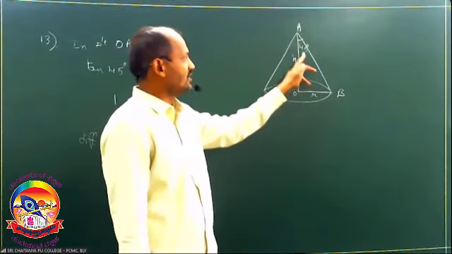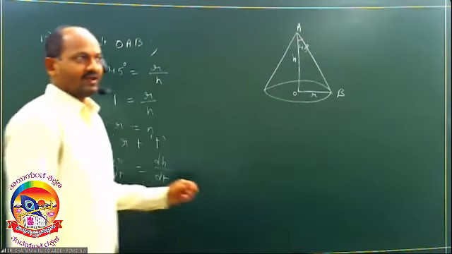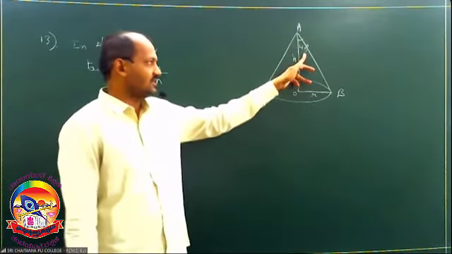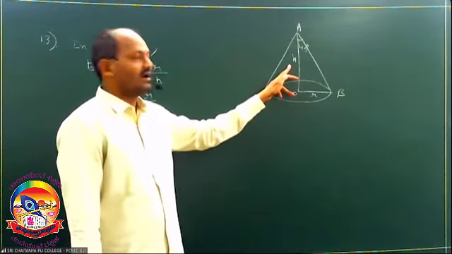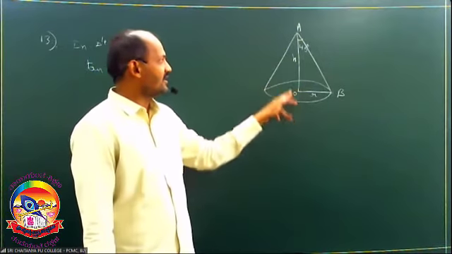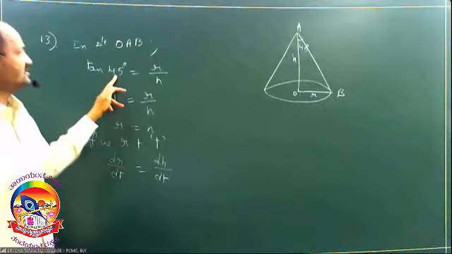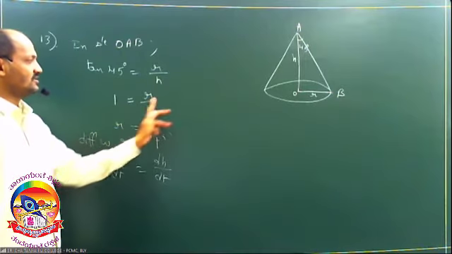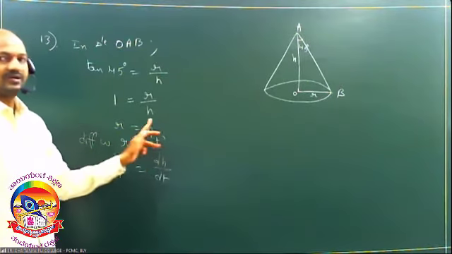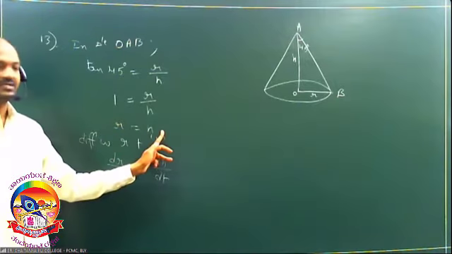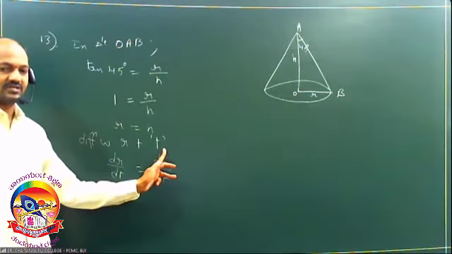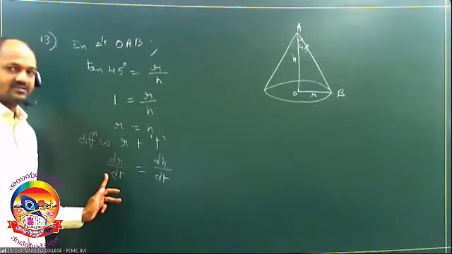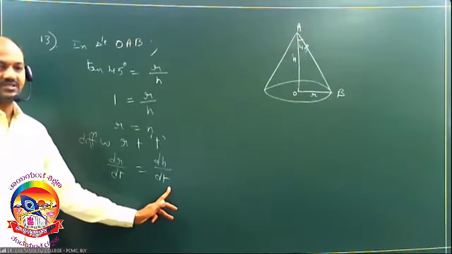The semi-vertical angle of a cone is 45 degrees. Then the rate of change of base radius is equal to dash. So the angle is 45 degrees. The opposite side is the radius and the adjacent side is the height. In triangle OAB, tan 45 degrees is equal to opposite side divided by adjacent side. Tan 45 degrees is 1, so 1 is equal to R divided by H. By cross multiplication, R is equal to H. Then differentiating with respect to time t, dr by dt is equal to dh by dt. So the rate of change of base radius is equal to the rate of change of height.